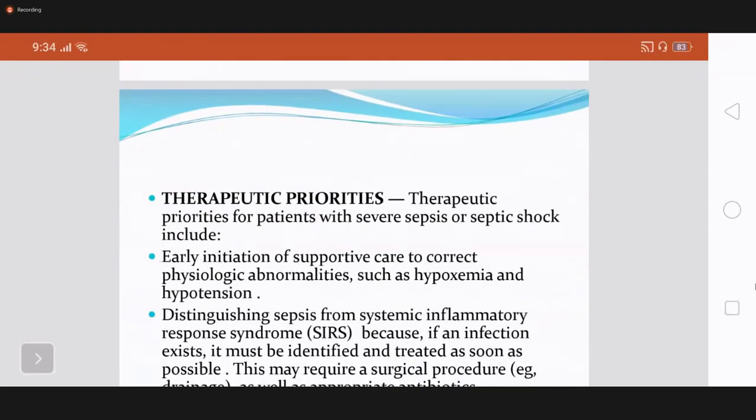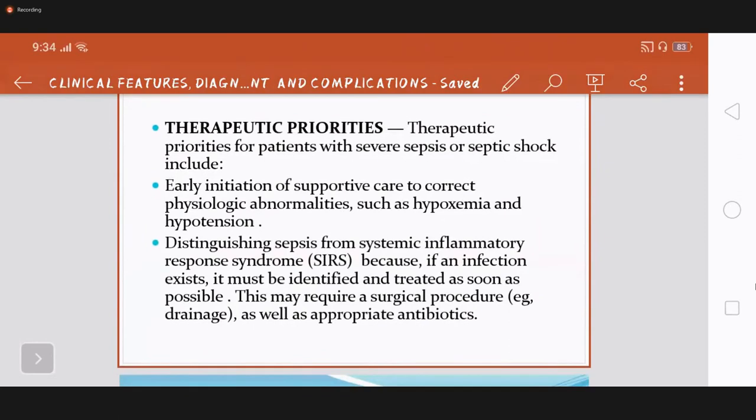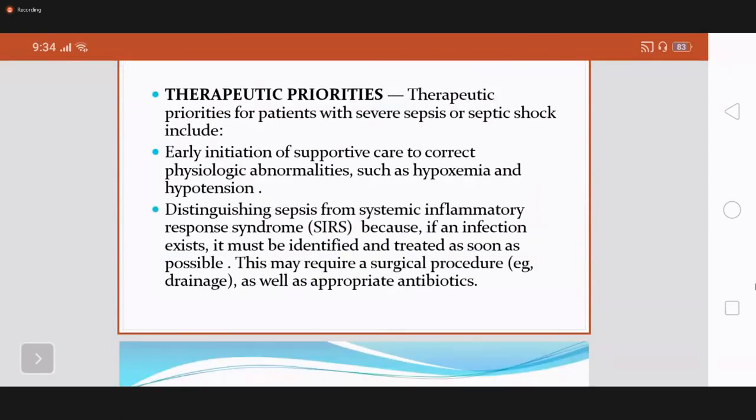Now, what should be the therapeutic priorities in patients with sepsis? Therapeutic priorities for patients with severe sepsis or septic shock include early initiation of supportive care to correct physiological abnormalities such as hypoxemia and hypotension, and distinguishing sepsis from systemic inflammatory response syndrome, because if this sepsis is secondary to an infection, it must be identified and treated as soon as possible. Sometimes the treatment might require antibiotics, and sometimes it might require surgical drainage if there's an infective abscess or an infective source. If there is a wound infection, as we see in patients with diabetic foot, and the patient is in sepsis, then they might require urgent debridement or amputation.